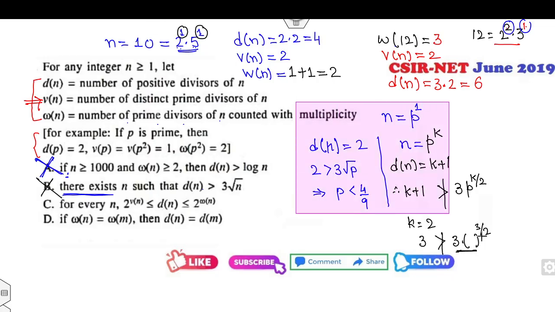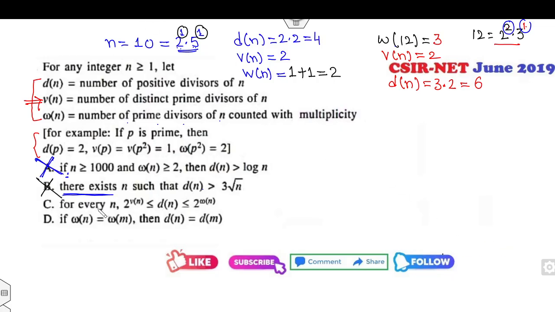Okay, look at this third option. For every n, if I choose again n as p, what is the d of n? It is 2. What is w of n? Multiplicity of prime is only 1, power is 1, and v of n is 1. Then can this equation be satisfied? 2 raised to the power 1 is less than or equal to 1. So for the prime case, it is satisfied.